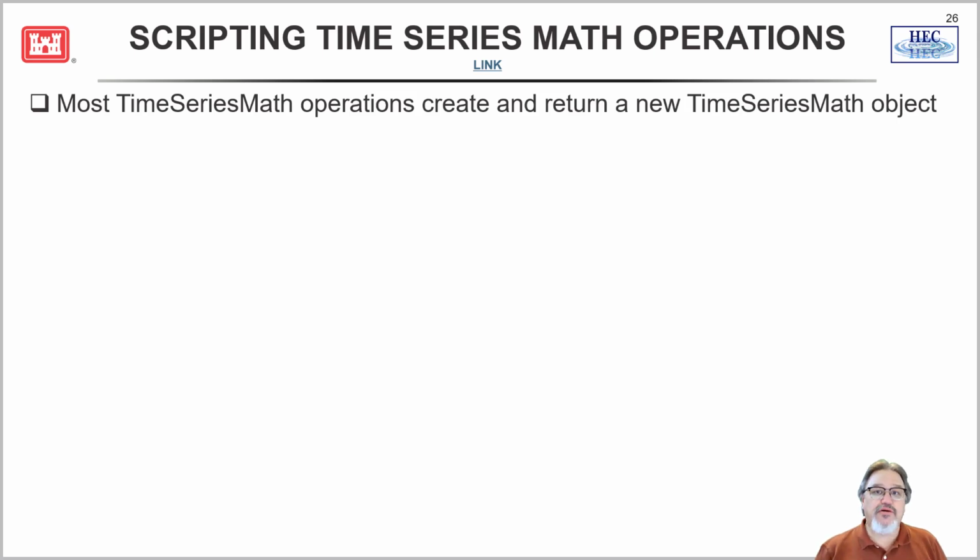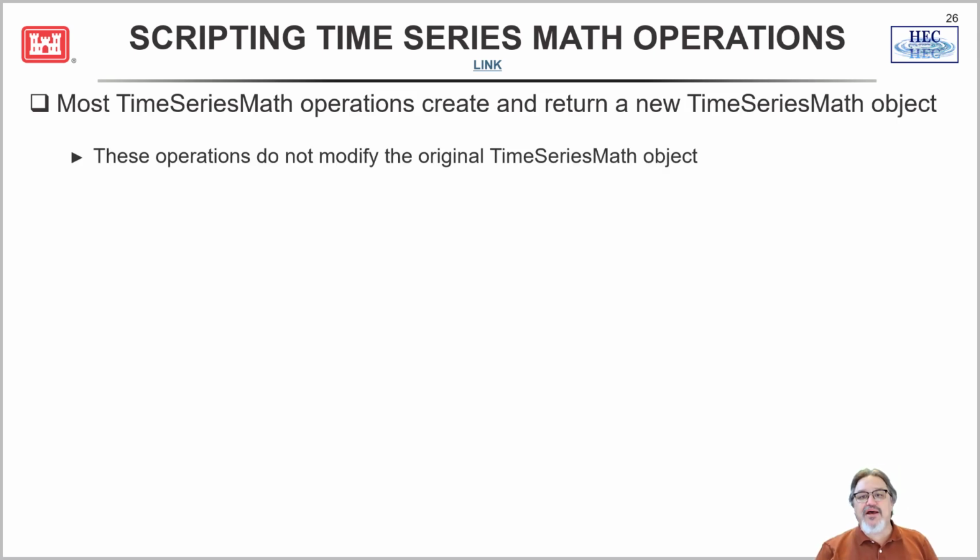However, once we're there, most of the time series math operations create and return a new time series math object. What that means is they do not modify the time series math object that you are using to call the method on. So they return a new or a modified time series math, and you have to capture that into a variable to be able to use it.